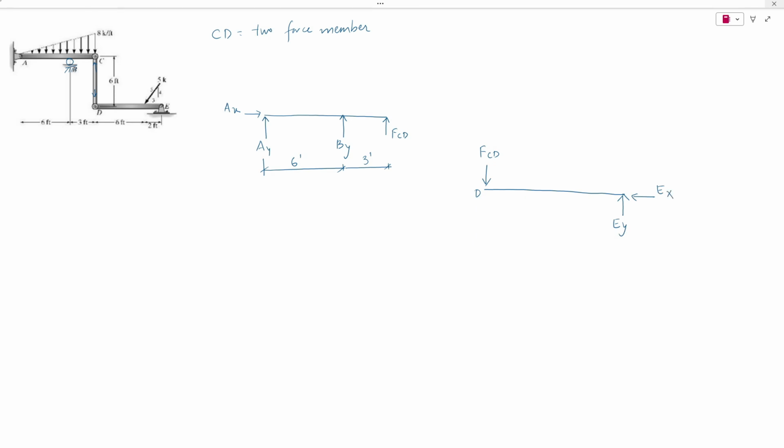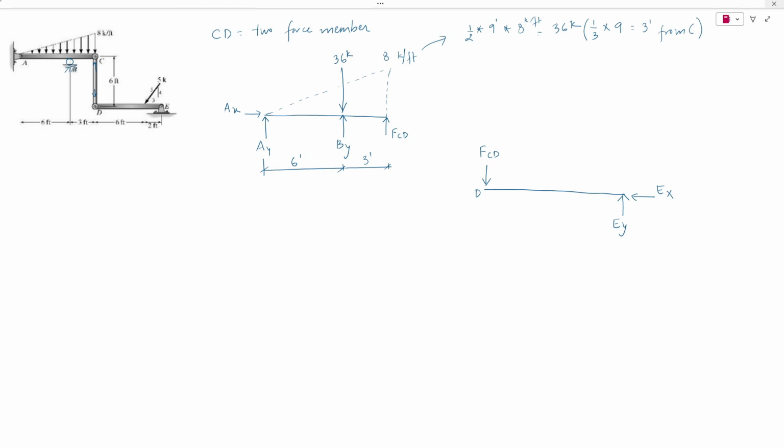Now let's look at the external loads applied. We have a uniformly varying load on member AC, which has a magnitude of 8 kPa per foot. So the equivalent point load would be the area of the triangle, half into 9 feet into the height 8 kPa per foot, which would be equal to 36 kPa, and the distance would be 1/3 from this side, so 1/3 of 9 feet would be 3 feet from C. So our equivalent point load of 36 kPa lies at point B.